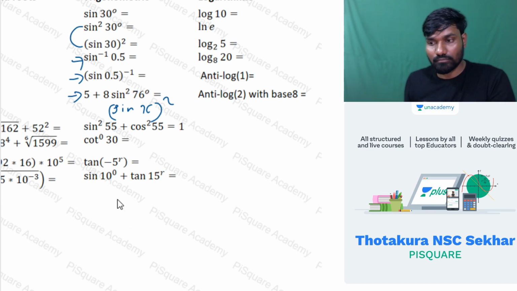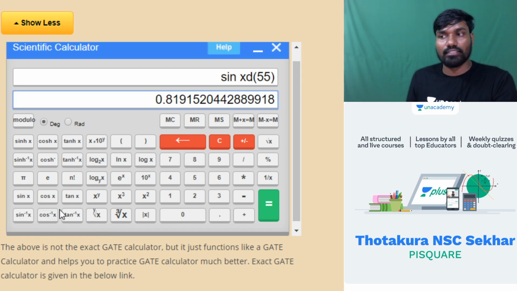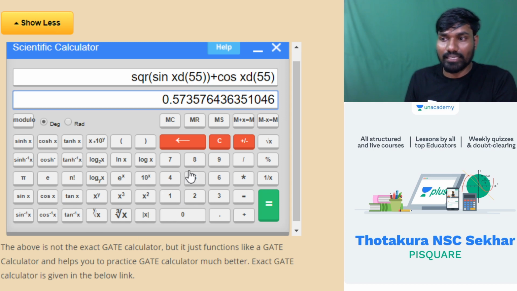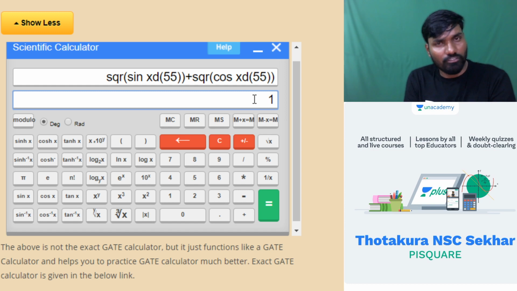So for that, 55 sine degrees, of course. Square of it, plus 55 cos, again square of it. For this value, this is the initial result. For this, square of it, equal to, this is 1. Yes, we got 1. We're supposed to get 1, we got 1. Sine square theta plus cos square theta is equal to 1. It's done.